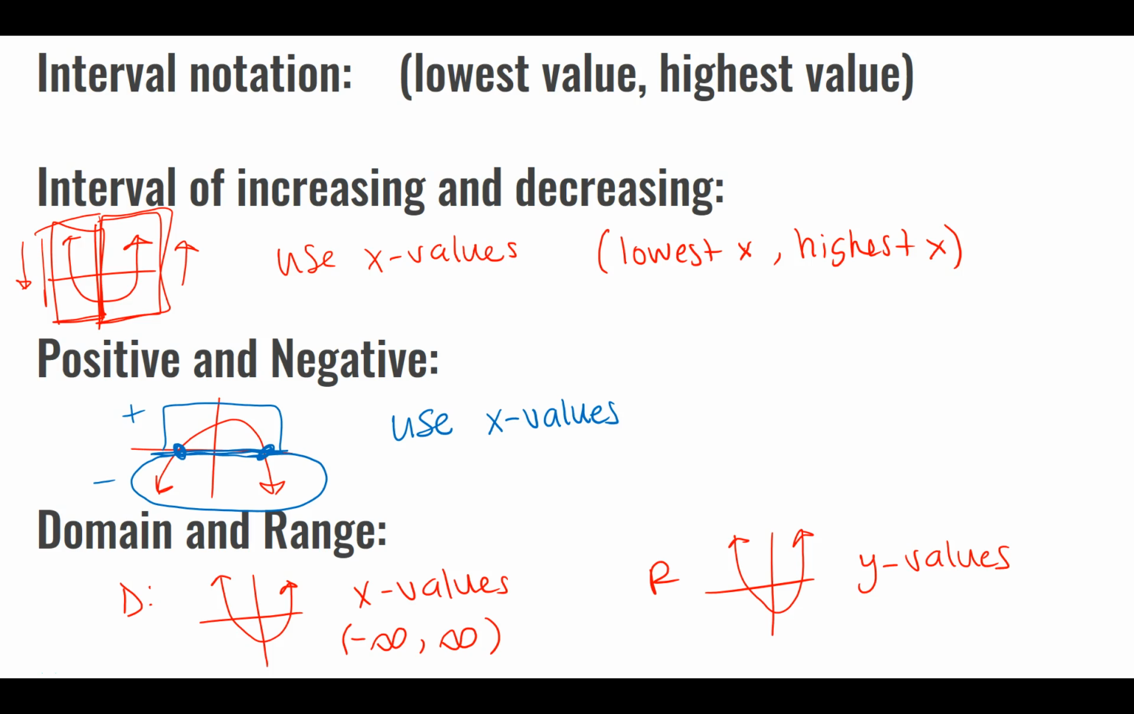My y values, though, they have a restriction, right? This graph does not go forever up and down. It goes forever up. But look, it stops right here, right? So we will have restrictions when it comes to my range, and it all depends on the vertex. So our vertex is going to help us. And we'll get into more detail with that in a minute.